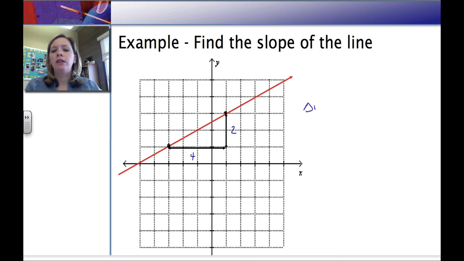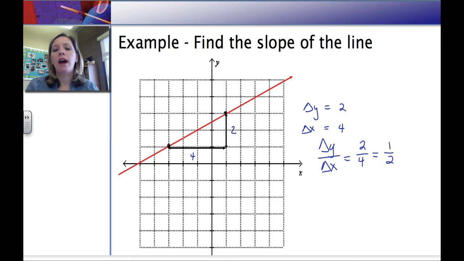So that means that the change in y is equal to 2. The change in x is equal to 4. And if I look at the ratio of those two things, the change in y divided by the change in x, I get 2 over 4. And now you realize, of course, oh, we might be able to simplify that to get 1/2. So we could say that the slope of this line is 1/2.